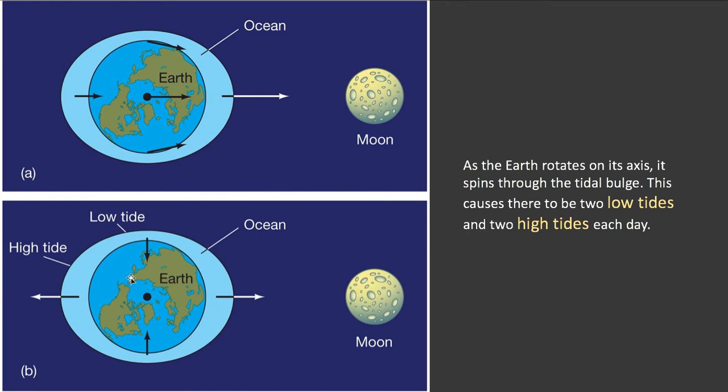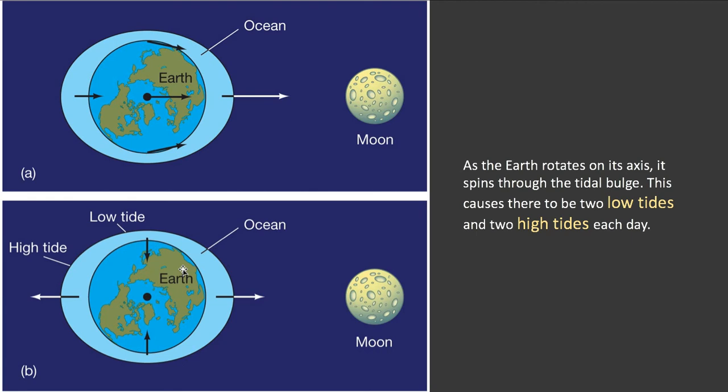Now, let's look at the second picture at the bottom. When the tidal bulge is oriented this way, here is a high tide, here is a high tide, here is a low tide, here is a low tide. So every day, the Earth rotates through this tidal bulge, and the locations on the Earth go through low tide, high tide, low tide, high tide. So every day, there's going to be 2 low tides and 2 high tides as the Earth rotates through this tidal bulge.